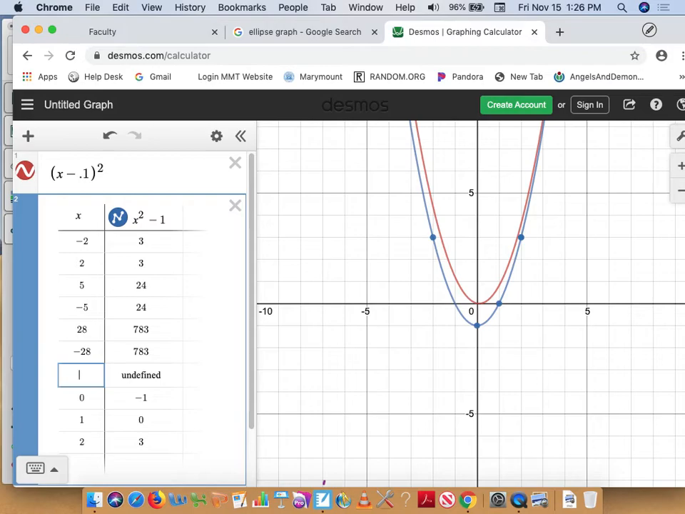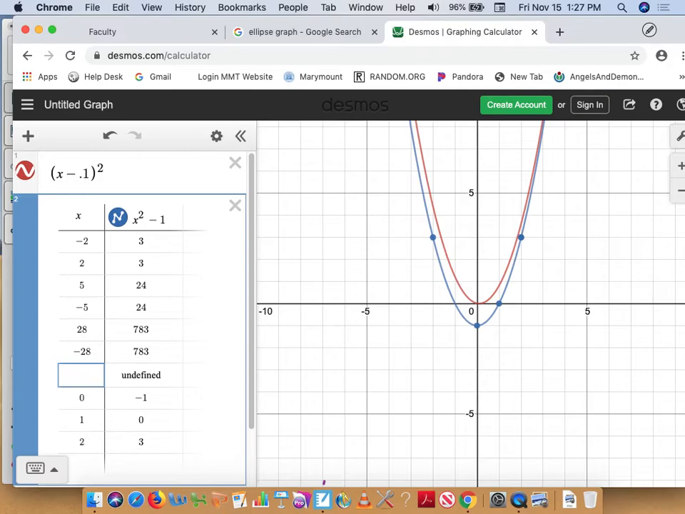Look at this table of the blue one. Somebody went out back, that's your back, isn't it? Back 2 and got 3. Then they went right 2 and they got 3. They went out 5 and got 24. They went back 5 and got 24.